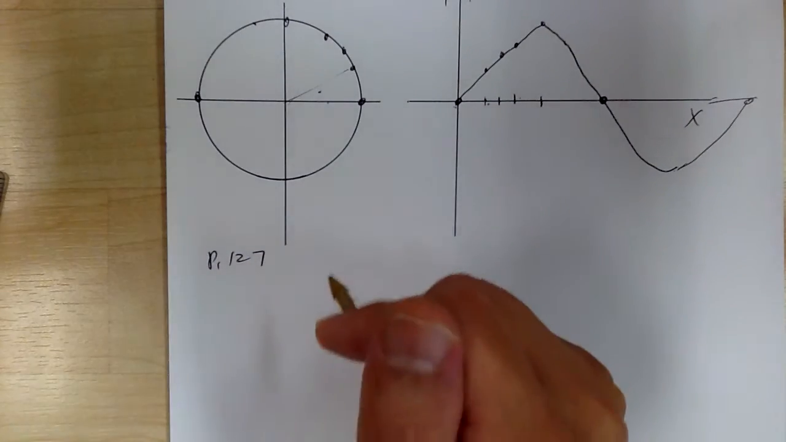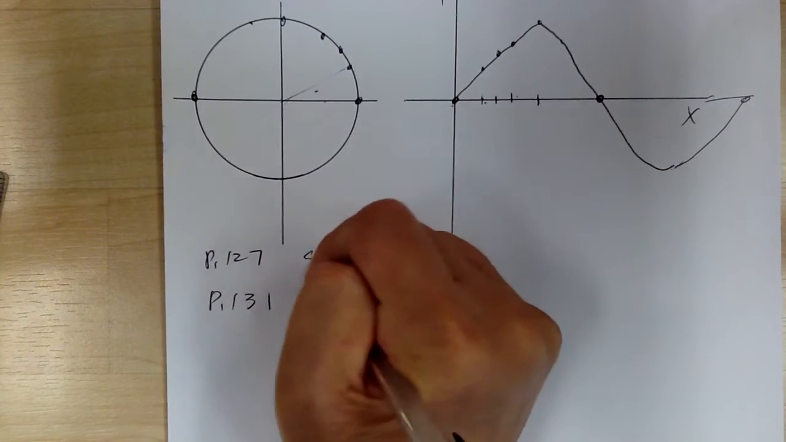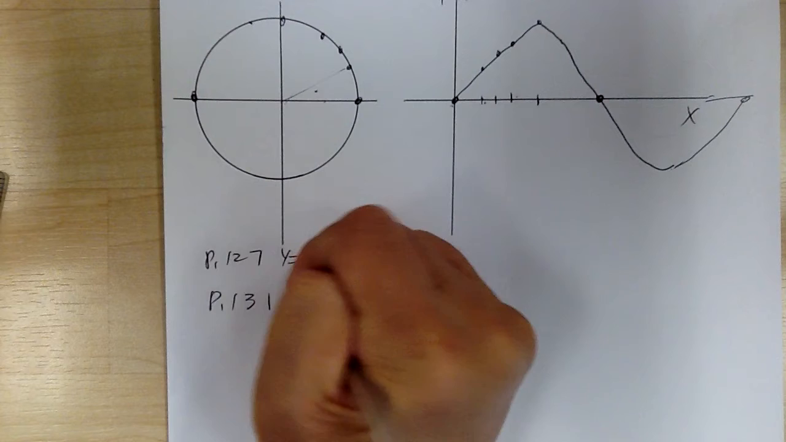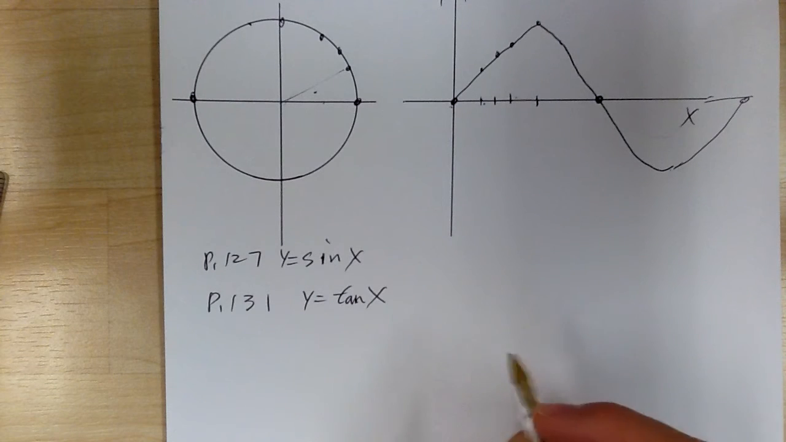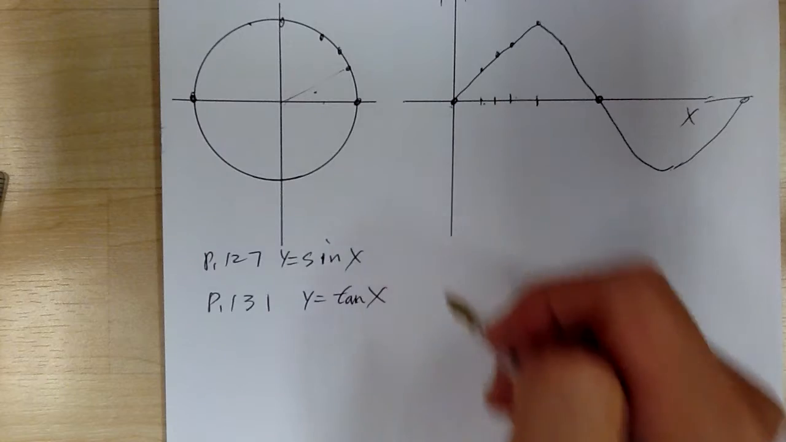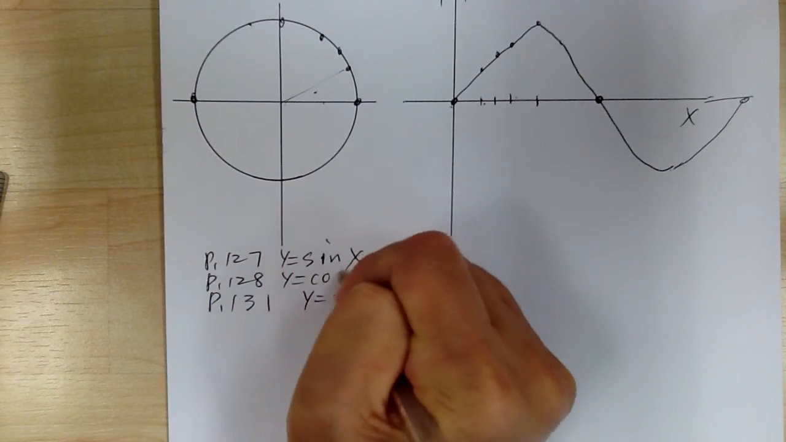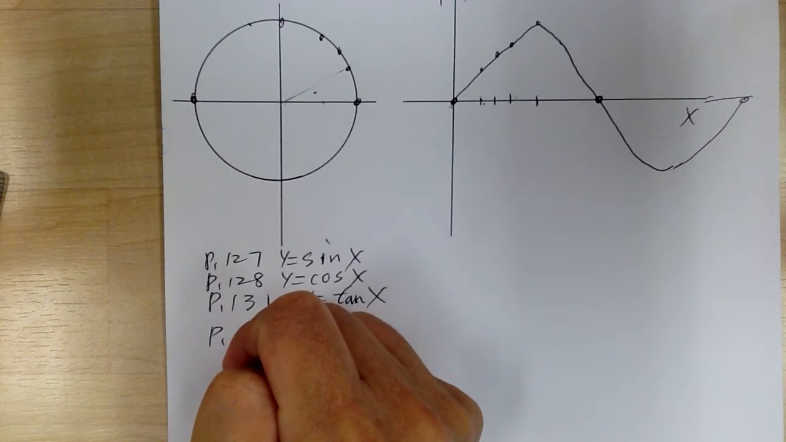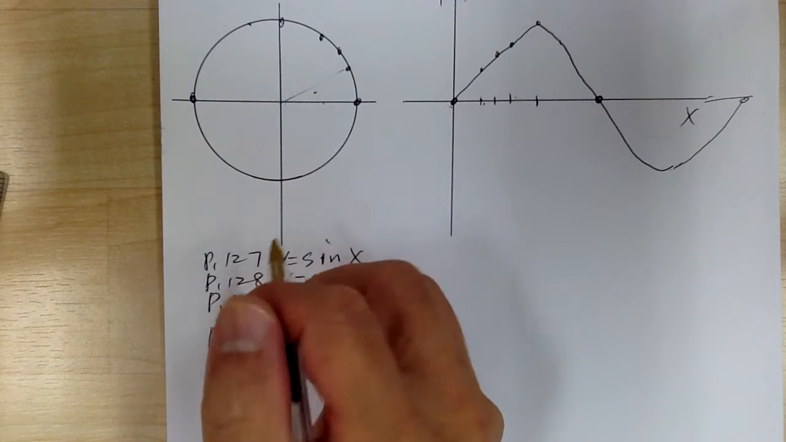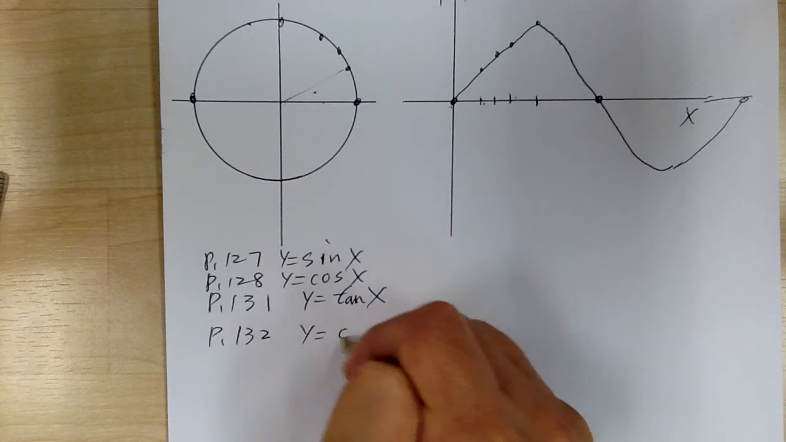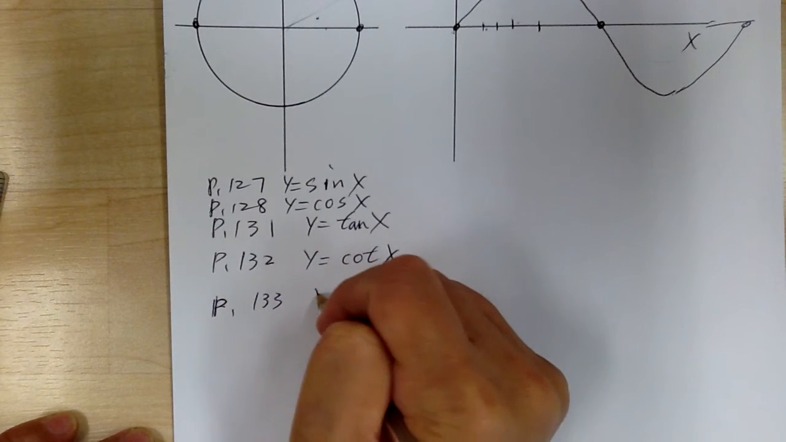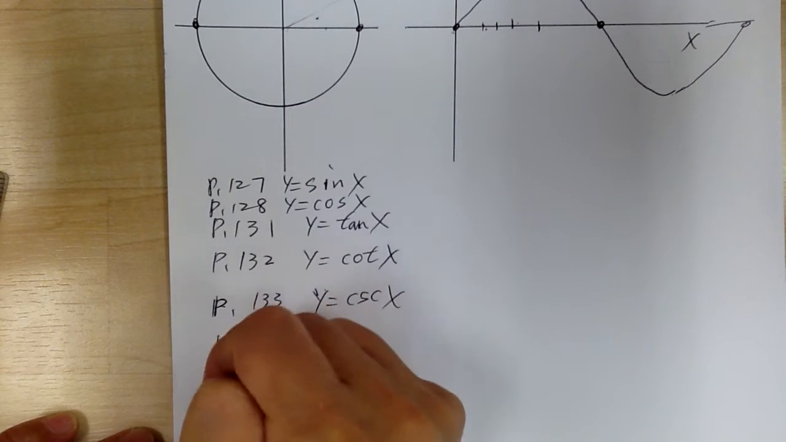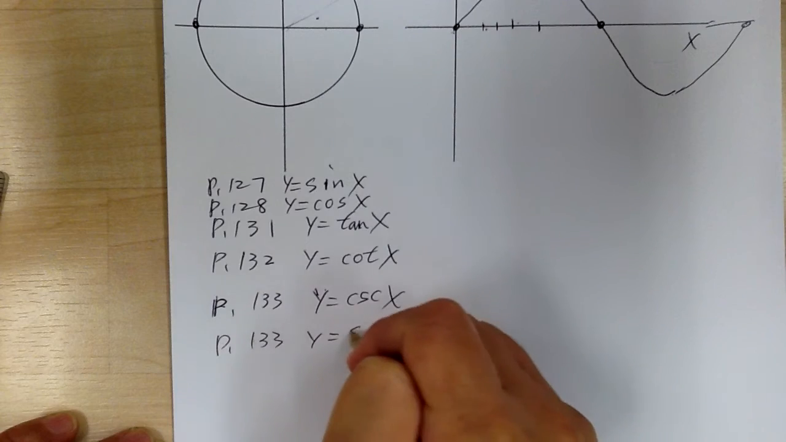On page 131, you've got y equal to tangent of x. So that's the graph. Page 128 is y equal to cosine of x. And so you've got all these graphs. Those are your basic graphs that you need to be familiar with. Page 132, you get y equal to cotangent of x. And when you get to page 133, you have y equal to cosecant x, and also y equal to secant of x.